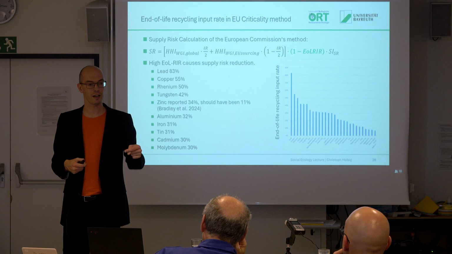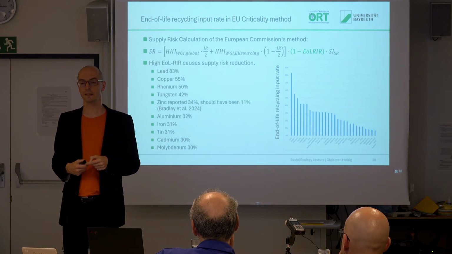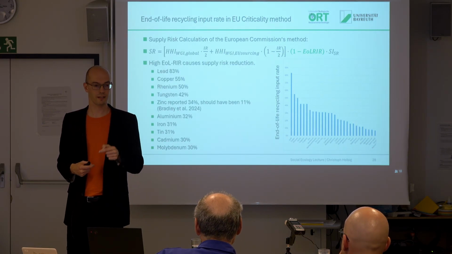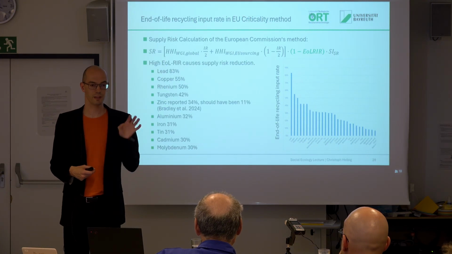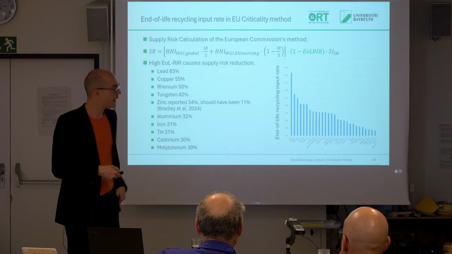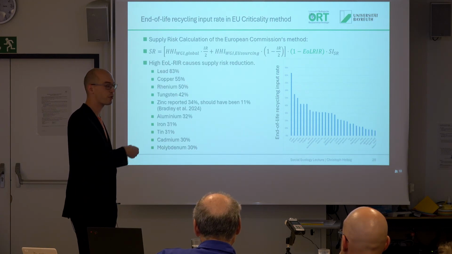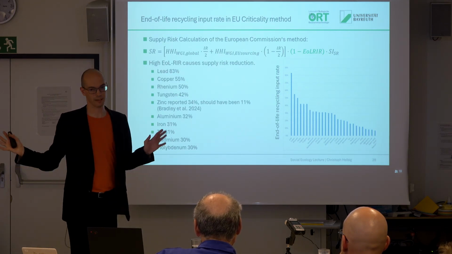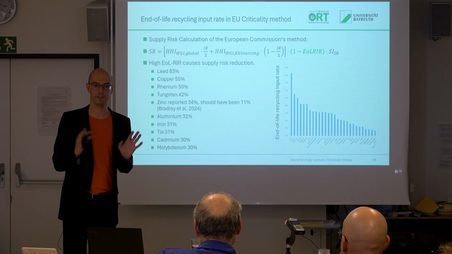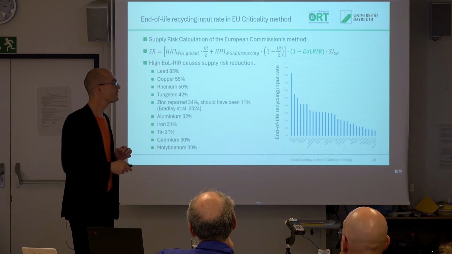If there is a lot of secondary raw material available, then it's not going to be a critical raw material. It's going under the threshold. And the highest value that the Commission found was for lead, 38%. That's your car batteries. They're very well recycled.